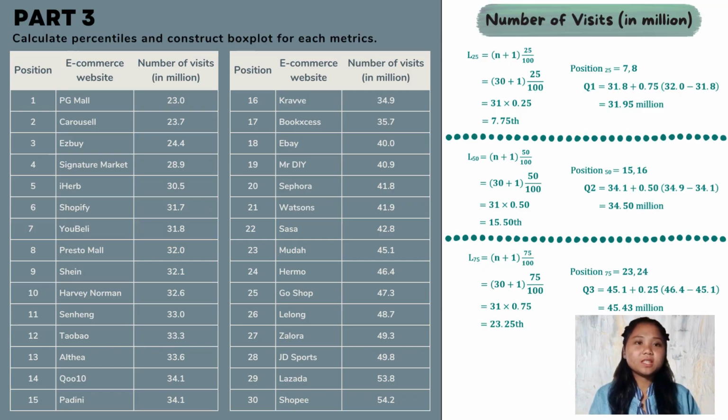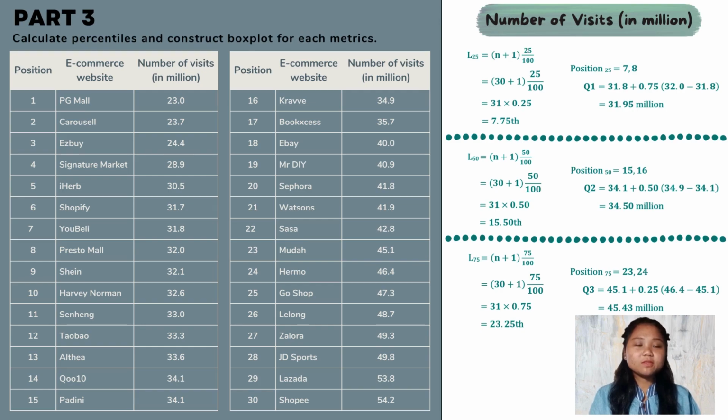First, arrange the data in ascending order from smallest to largest. Second, locate the approximate position of the percentile by calculating n plus 1 times p divided by 100. Third, where Lp indicates the location of the desired percentile and n is the sample size.